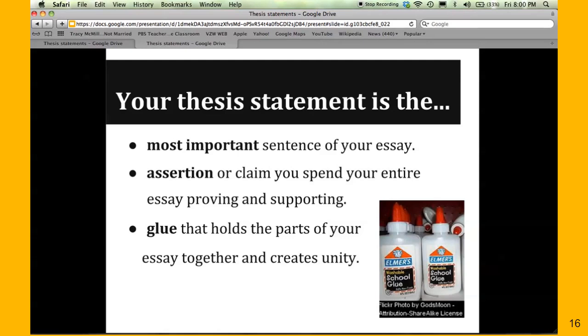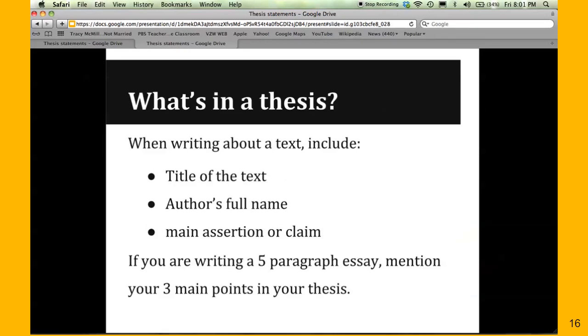And because it's the most important sentence of your essay, you want to make sure that it is really strong writing. So I always suggest that students look at the essay prompt or question and then write their thesis statement and spend some time on it to make sure it is as strong as it possibly can be, because the rest of the essay is really going to support that statement. All of the evidence, all of the analysis is there to prove that that statement is correct. So what's in a thesis statement?